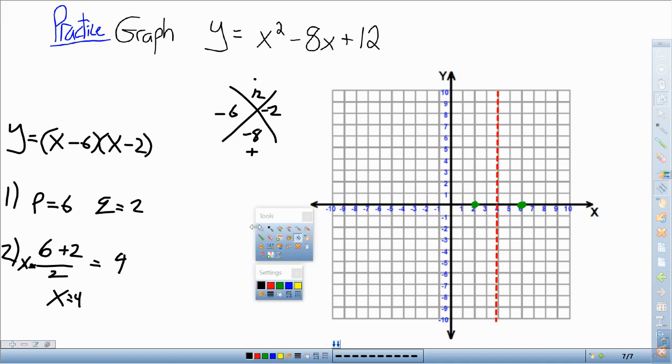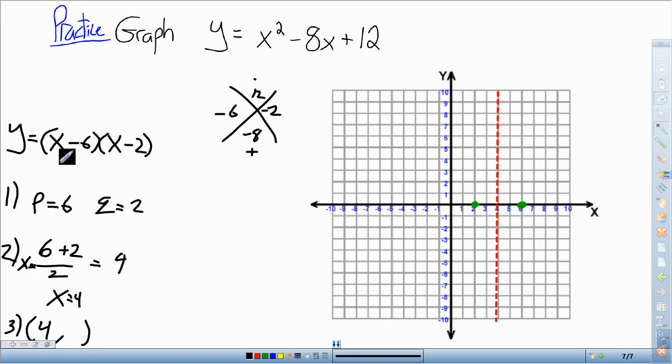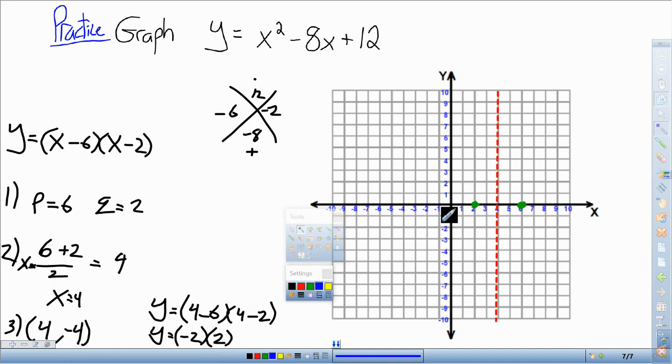Last thing, where does my vertex land? I have my x value, it's 4. What's my y value? Let's figure it out by plugging in. Again, I'm going to plug it back into this one. You can plug it back into either one of these, you get the same answer. So y equals 4 minus 6 times 4 minus 2. 4 minus 6 is negative 2. 4 minus 2 is positive 2. Negative 2 times 2 is negative 4. So negative 4 for y. Positive 4 on the x, negative 4 on the y.